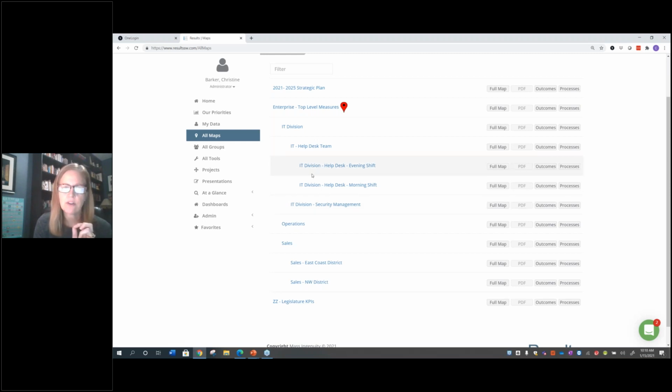Help desk is further indentation, right? We can kind of see that org chart structure. I have my evening shift and my morning shift.